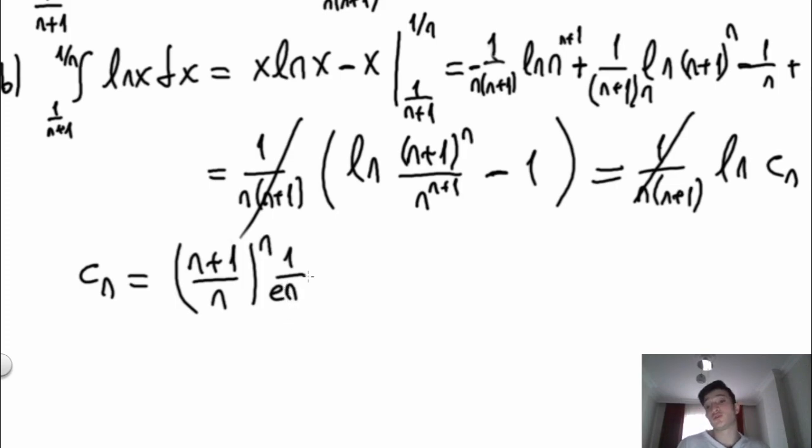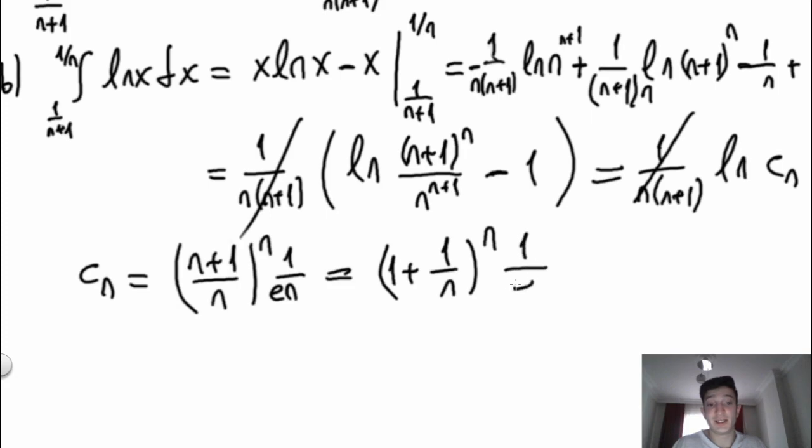So this is true for any n. Well, I didn't choose an n, there exists a cn sequence such that this is true. And also if I rewrite this, this is just 1 plus 1 over n to the power of n times 1 over en. Also, this looks similar to the limit definition of e.